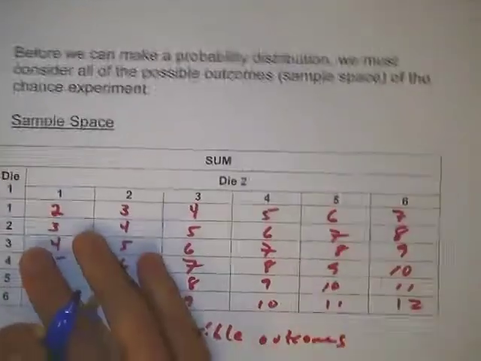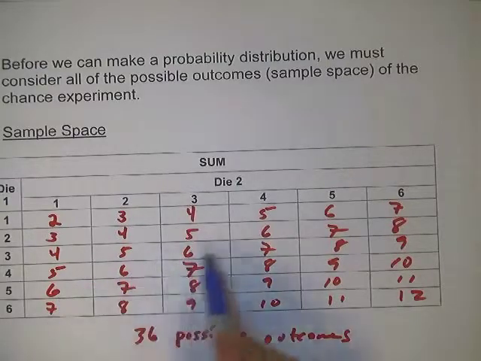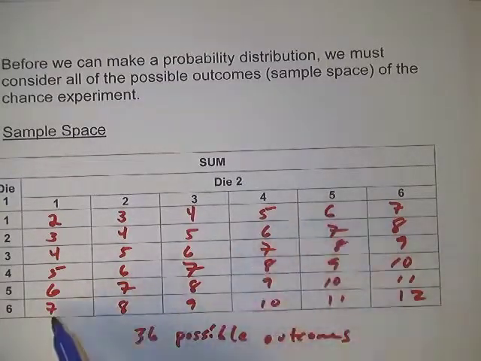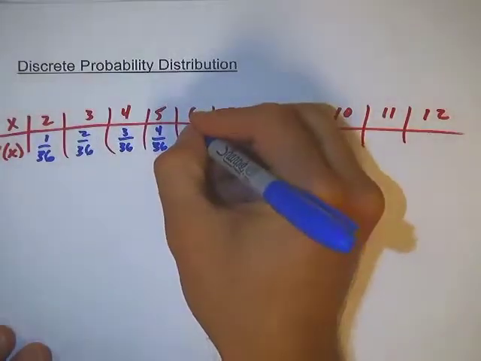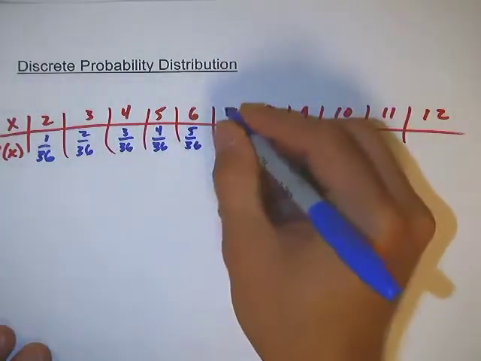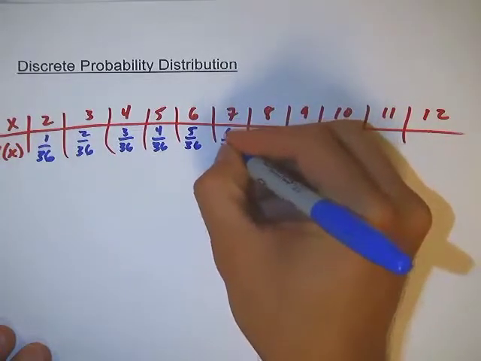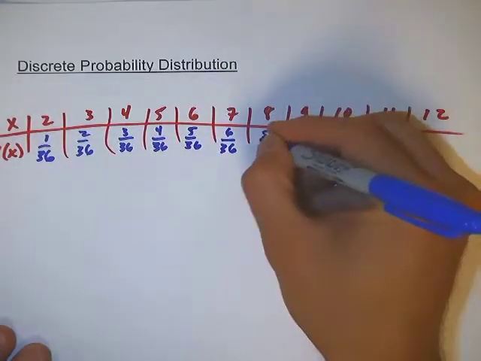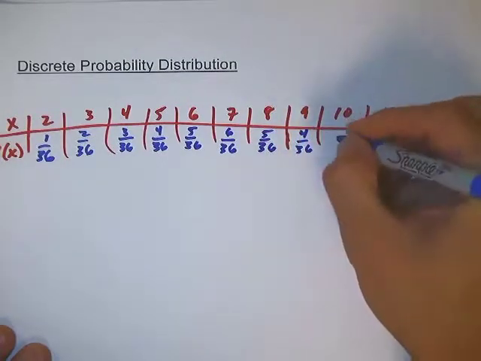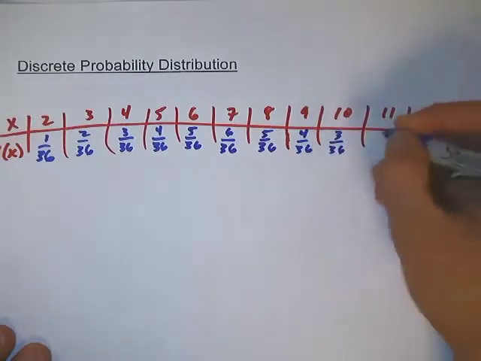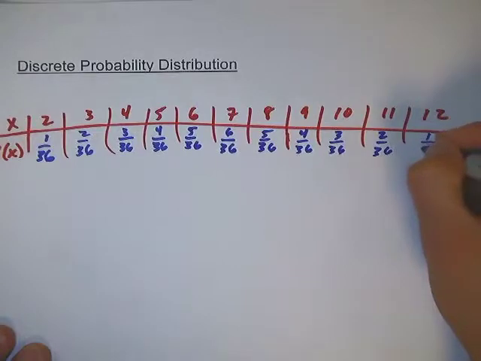Let's just check 6 and 7. So 6, there are 1, 2, 3, 4, 5 ways of getting a 6, and there are 1, 2, 3, 4, 5, 6 ways of getting a 7. And then you can see that 8, 9, 10, 11 mirror what was happening with 2, 3, 4. So let's just fill out the rest of this now. So there were 5 out of 36, 6 out of 36 for 7. And then this is when they started going back down: 5 out of 36, 4 out of 36, 3 out of 36, 2 out of 36, and 1 out of 36.